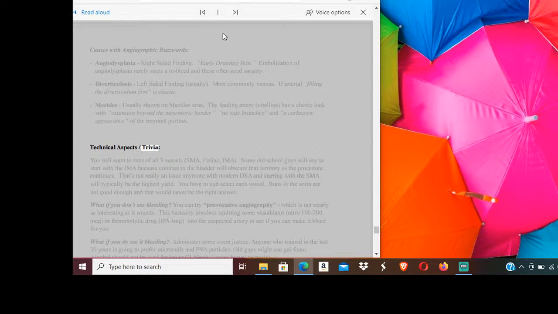Technical aspects trivia. You will want to do runs of all three vessels: SMA, celiac, IMA. Some old school guys will say to start with the IMA because contrast in the bladder will obscure that territory as the procedure continues. That's not really an issue anymore with modern DSA, and starting with the SMA will typically be the highest yield. You have to sub-select each vessel. Runs in the aorta are not good enough, and that would never be the right answer.